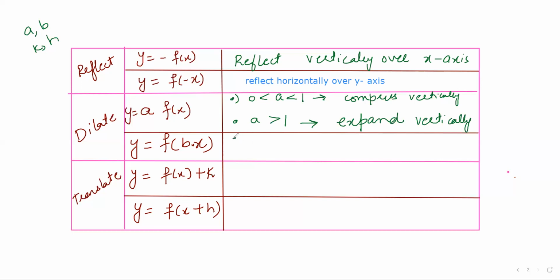Now, the other option is for B. If B is between 0 and 1, you need to expand horizontally. If B is greater than 1, we need to compress horizontally.